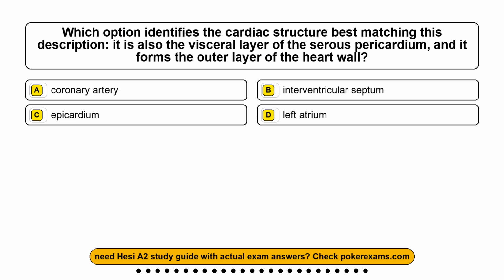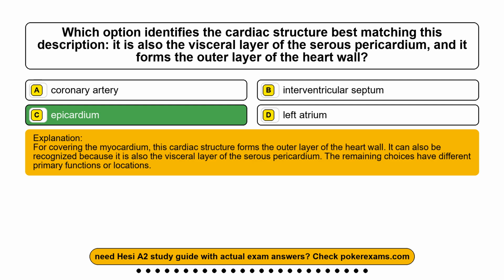Question 4. Which option identifies the cardiac structure best matching this description? It is also the visceral layer of the serous pericardium, and it forms the outer layer of the heart wall. Option A, coronary artery. Option B, interventricular septum. Option C, epicardium. Option D, left atrium. The correct answer is option C, epicardium.